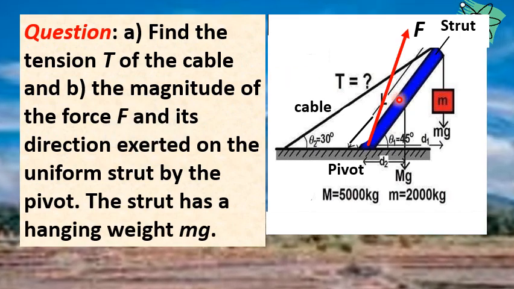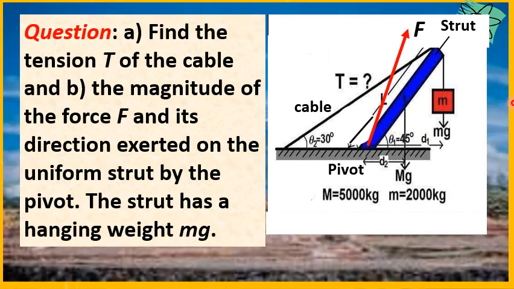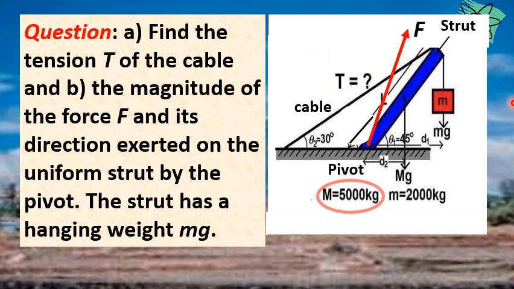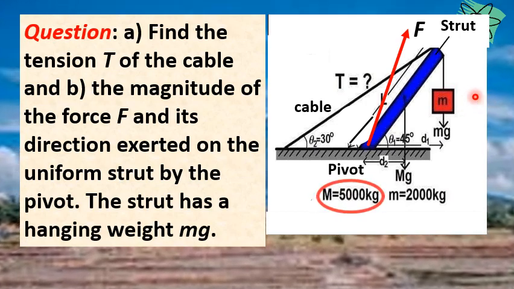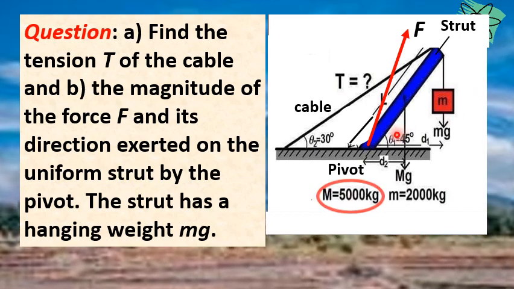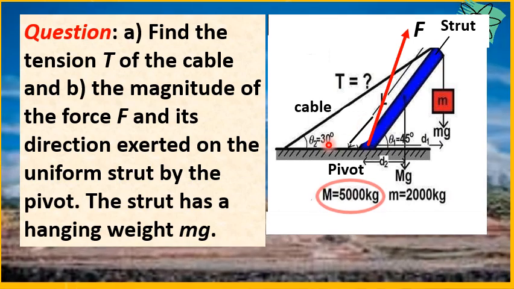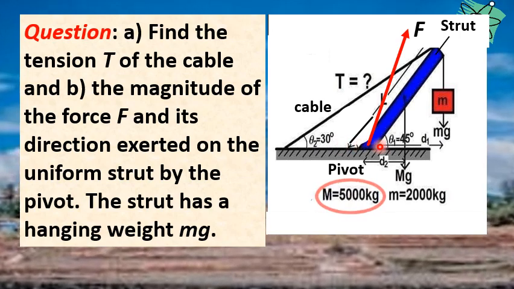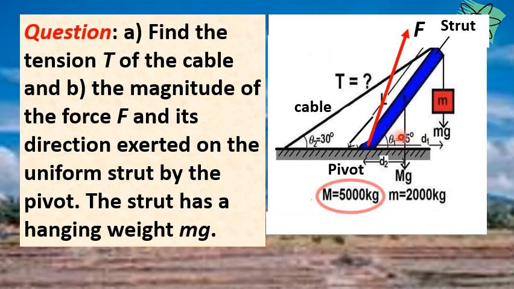As shown in the figure, a uniform strut with a mass of 5,000 kilograms is being supported by a cable fixed to a horizontal beam. The cable makes an angle of 30 degrees from the horizontal, and the strut itself forms an angle of 45 degrees with the horizontal.